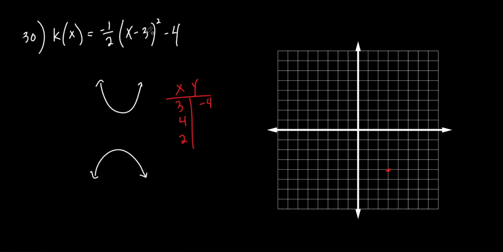4 minus 3 is 1. 1 squared is 1. Okay? Actually, I don't like the... Let's put an odd number and make it work a little easier because I would have gotten a fraction there, right? So I realized that, let's do 5 and a 1. Let's put a 5 in there. 5 minus 3 is 2. Squared is 4. Half of 4 is 2. Make it negative. It's -2. -2 minus 4 is -6. So if I go over here to 5, how far down do I go? I go to -6.